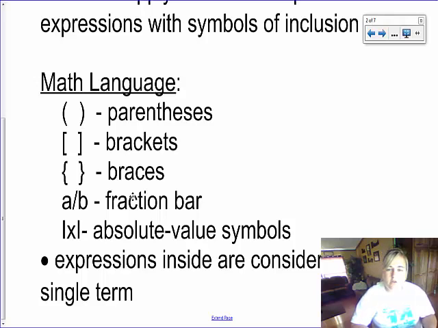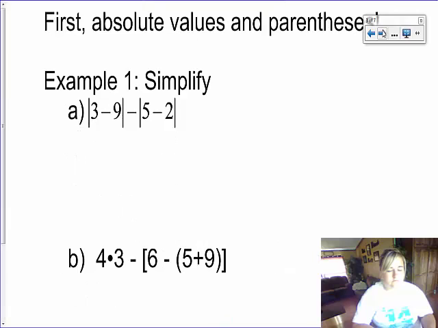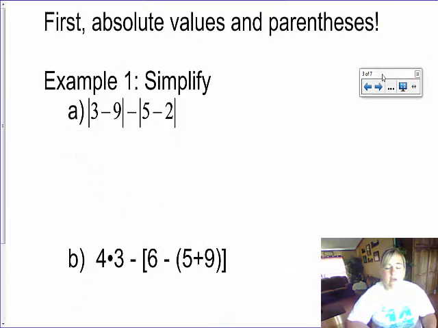Remember when we talked about order of operations, we talked about whenever we had a fraction bar, that fraction bar couldn't just be thought of as the division that it is until everything was simplified in the numerator and denominator first. And we also talked about having to simplify what's inside of the absolute value symbols before we can actually find the absolute value. Expressions inside are considered a single term. First, absolute values in parentheses. So for example 1, it wants us to simplify, and on A, we just have some absolute value bars here.